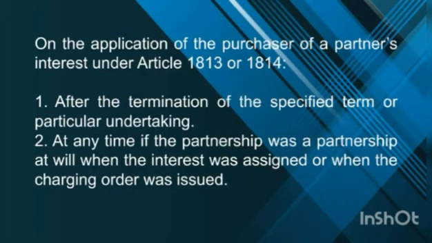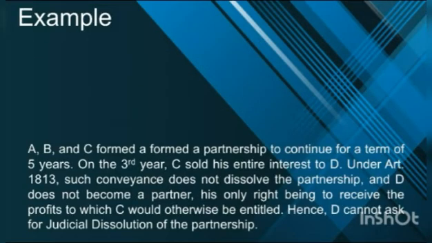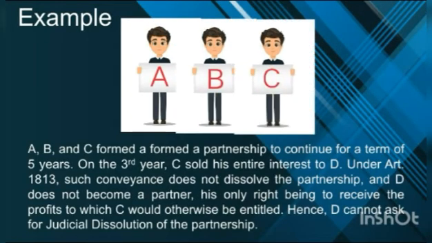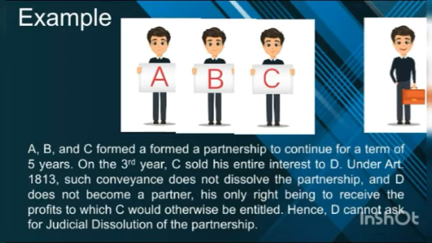In the second paragraph, another who may petition for dissolution is the purchaser of a partner's interest in the partnership under Article 1813 or Article 1814. So provided that the period has expired or if the firm was a partnership at will when the interest was assigned or charged. For example, A, B, and C form a partnership to continue for a term of 5 years. On the third year, C sold his entire interest to D.